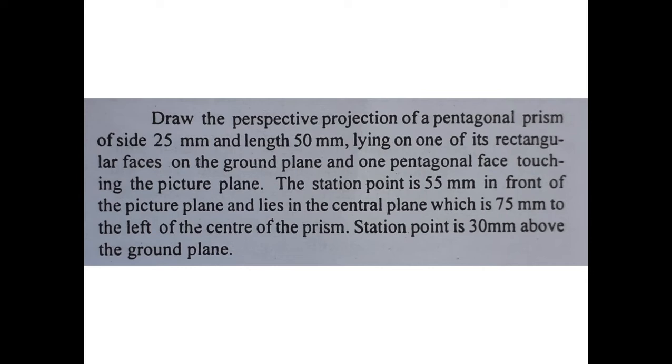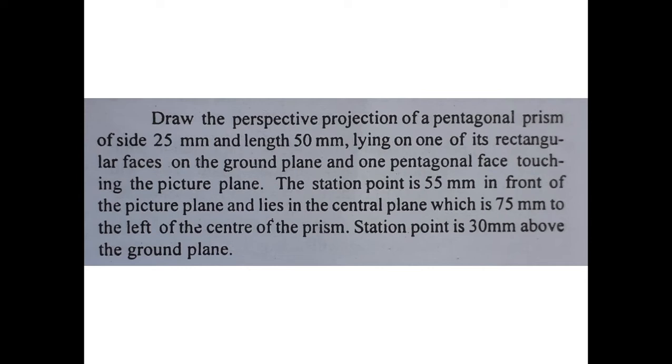Object is a pentagonal prism of side 25 mm and height 50 mm. It is lying on the ground plane on one of its rectangular faces. So that means in top view you cannot see the pentagonal shape. In front view only you can see the pentagonal shape because it is lying on the ground on a rectangular face. So you have to draw the front view first.